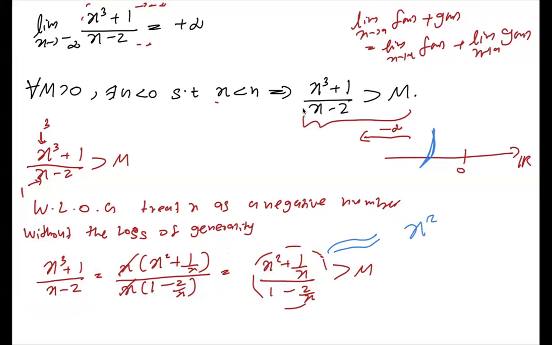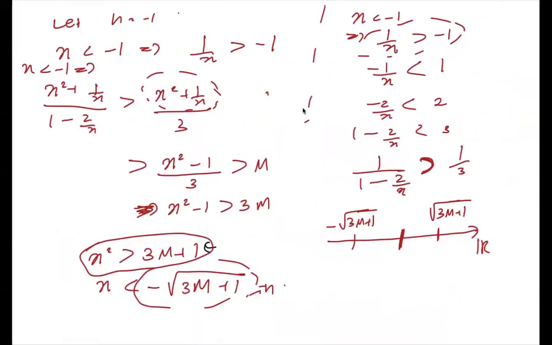Okay, I will discuss that one as well. Basically what you can do from here: first I put some n value here, n equal to minus 1. When I put n equal to minus 1, I can take x less than minus 1, which implies 1 over x is greater than minus 1, because if you switch the numerator and denominator on both sides, your inequality changes, right?